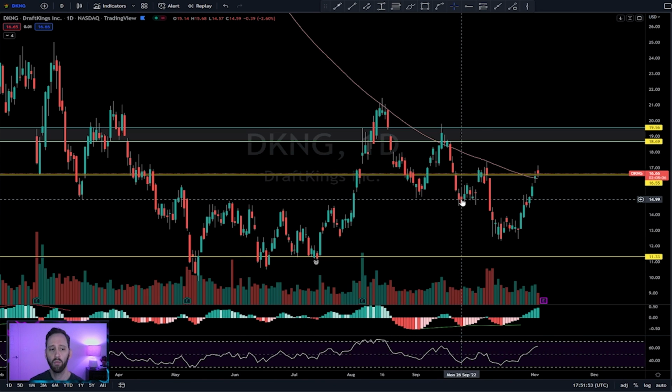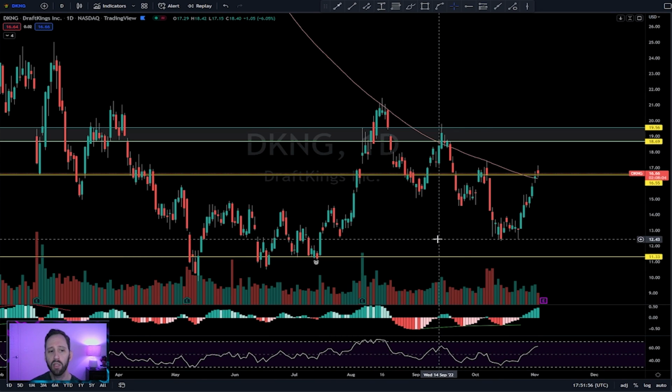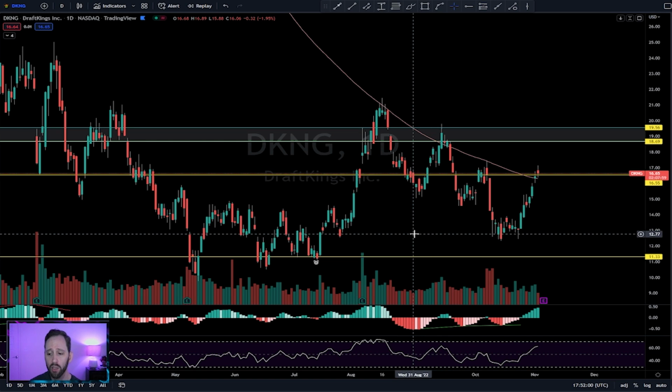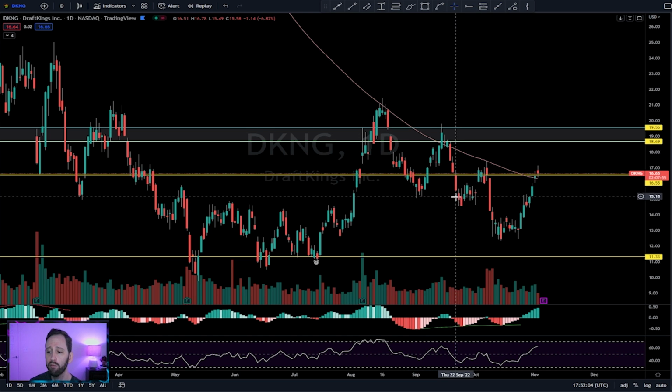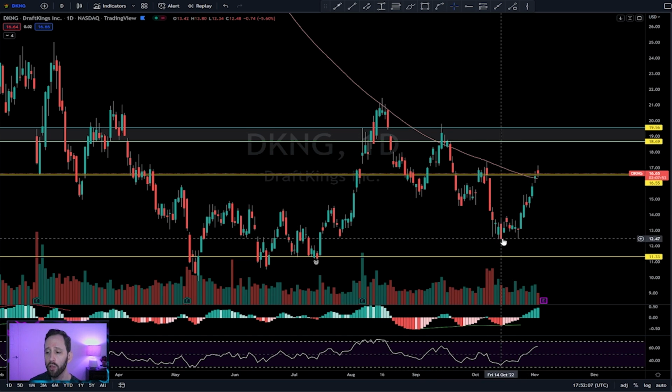So the fourth key that you're looking for is going to be divergences on both oscillators. The example I have here is DraftKings, and this is going to be a MACD bullish divergence. You'll notice you have one low followed by a lower low followed by your third final lowest low. But what are you doing on your MACD?